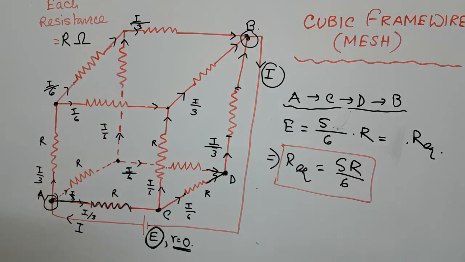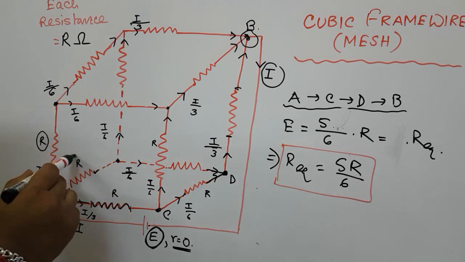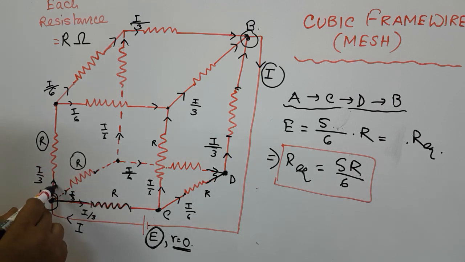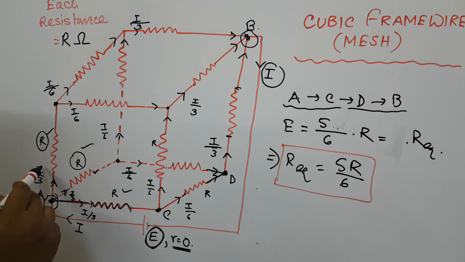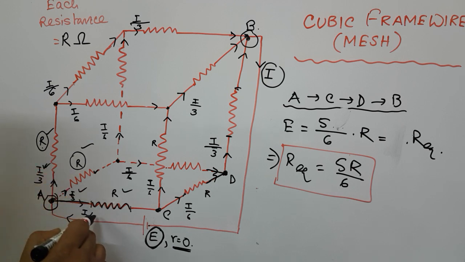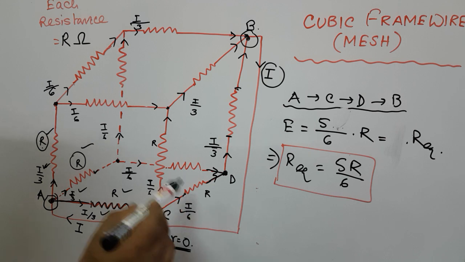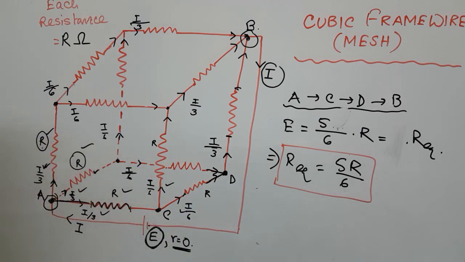I hope you all have understood how to solve this type of problem. If these resistances are not equal, we need to divide the currents accordingly. Here, because it is R and R, we have divided the current equally, I by 3 and I by 3, and here I by 6 and I by 6. But if the resistances are not equal, you just need to divide the current in the correct ratio. That is the only difference.